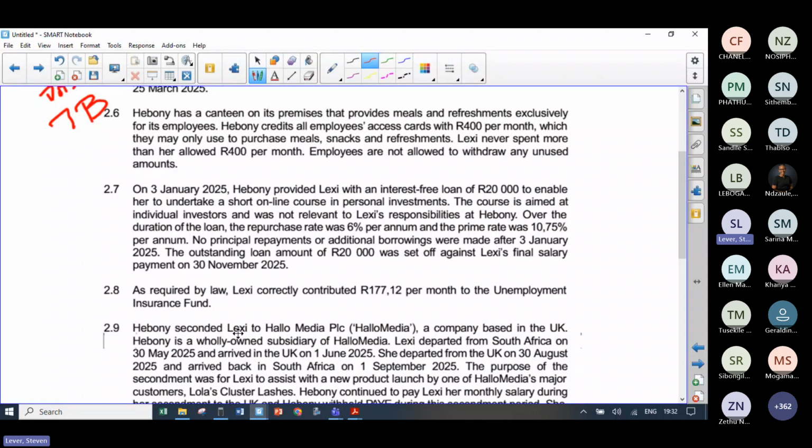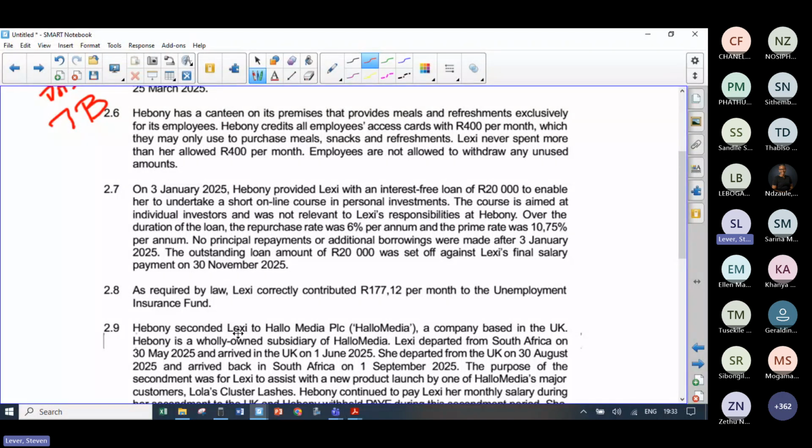Number one, there are 2 loans that do not attract fringe benefit interest. The 2 loans that do not attract fringe benefit interest are a loan of less than 3,000 Rand. So in an exam question, if the loan is for less than 3,000 Rand, no fringe benefit. The second one is a study loan.